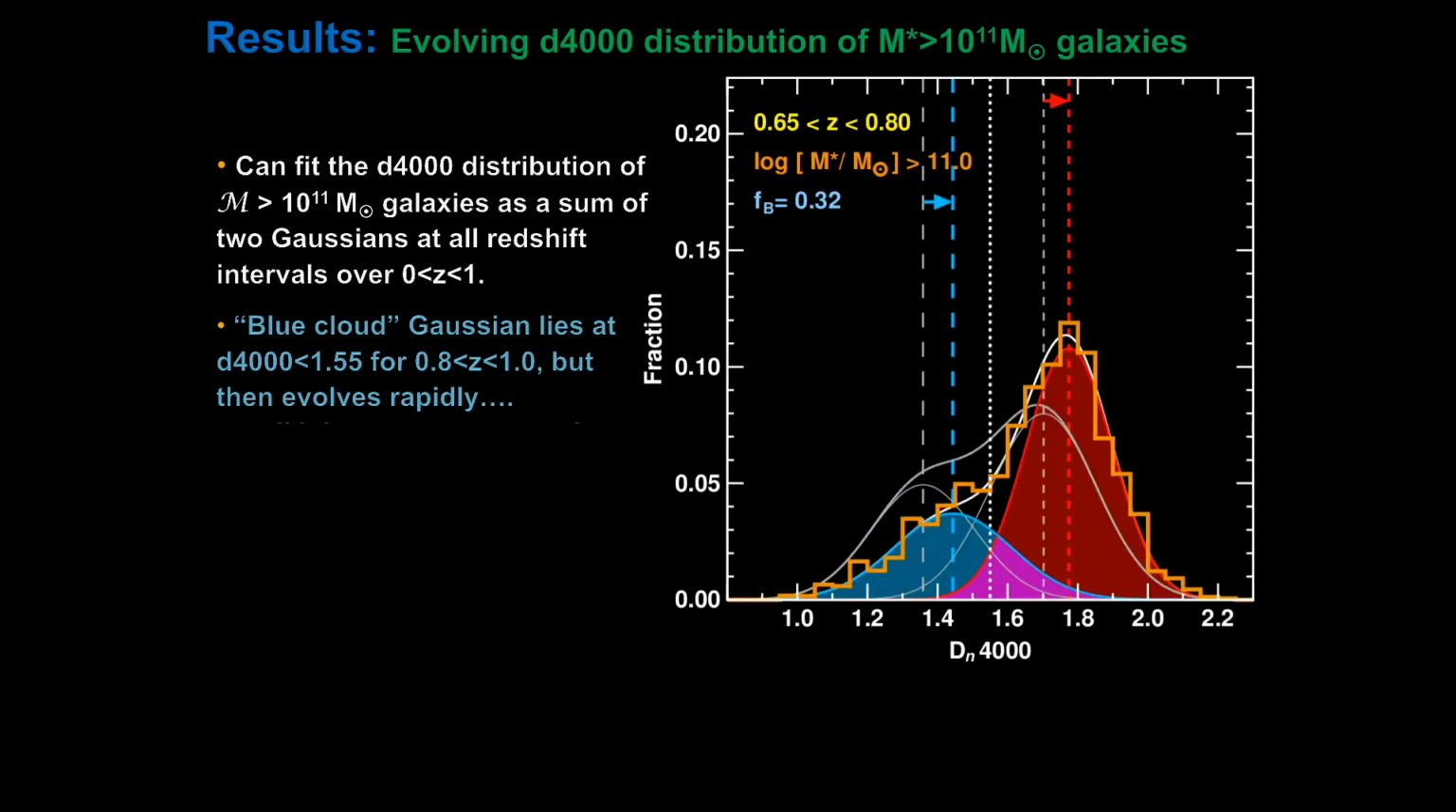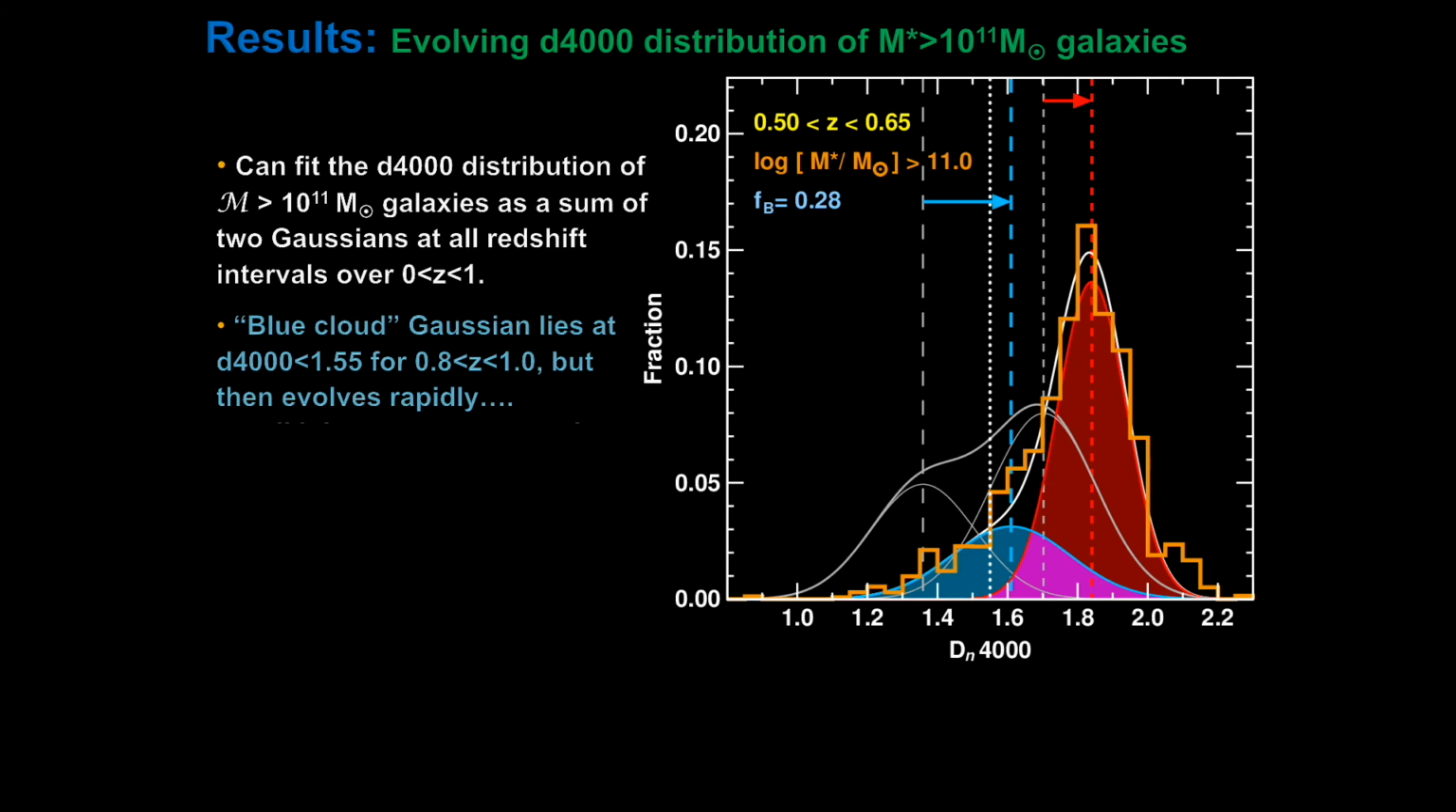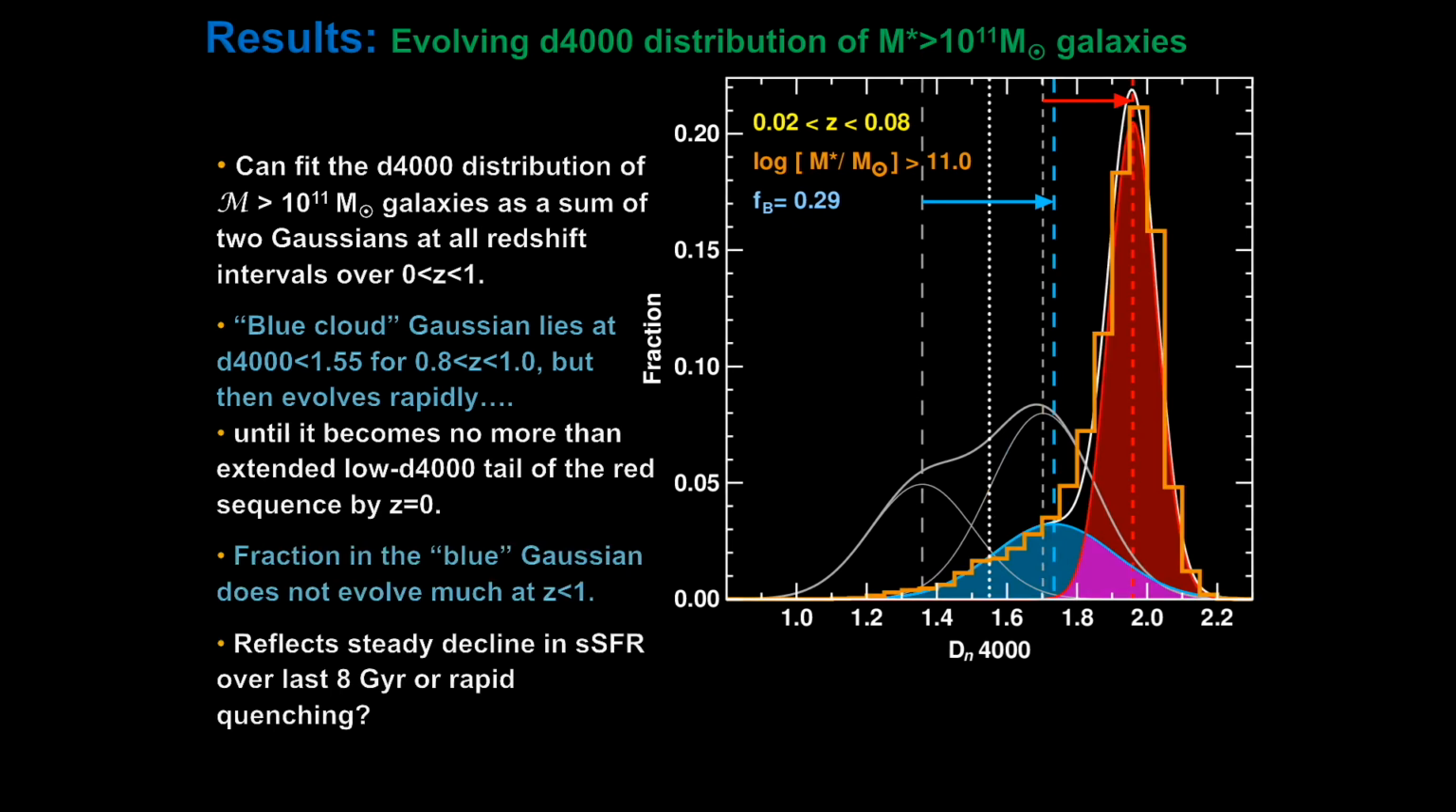But then as we move forward in time, we can see it move steadily to the right, that is towards larger D4000 values, passing through the D4000 equals 1.55 barrier by redshifts 0.5 to 0.65, until it becomes no more than an extended low D4000 tail of the red sequence by redshift 0. Throughout this time, the fraction of galaxies in the blue cloud Gaussian does not actually evolve that much. This suggests that we aren't witnessing a large-scale quenching of massive blue cloud galaxies, but rather a steady evolution of the bulk population to higher D4000 values as their star formation rates gradually decline.